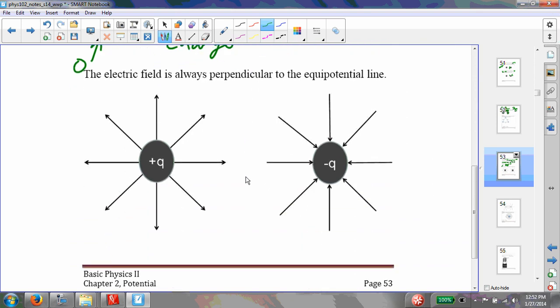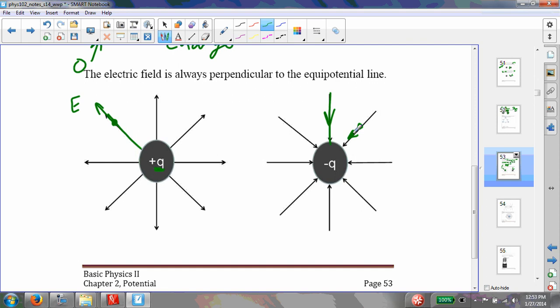I have a couple of rules regarding equipotential lines. First of all, the electric field is always perpendicular to the equipotential line. So if I have a positive charge here, and I put my positive test charge here, and I find that the force acts on it in that direction, the electric field then, in this case, for this charge, emanates outward radially. Similarly, the electric field here emanates inward radially for a negative charge. Remember, if I put my positive test charge here, it feels a force in that direction, so that's also the direction of the electric field.